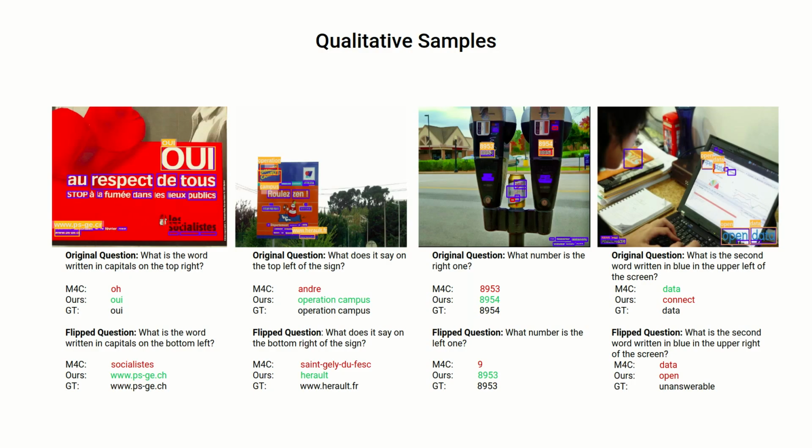Next, we compare and analyze our model by reversing the spatial words in the question. For the first example, we change the spatial word top right in the question to bottom left and find that our model changes its answer accordingly. We also see similar behavior in the second example. Changing the words top left to bottom right correctly changes the prediction of SAM4C, but not M4C.